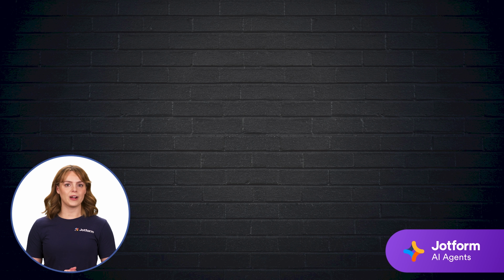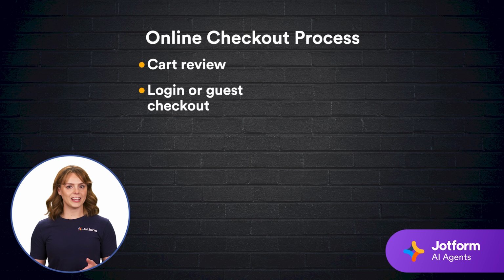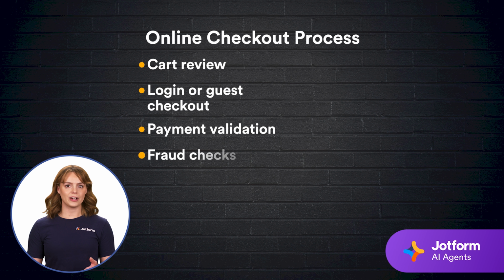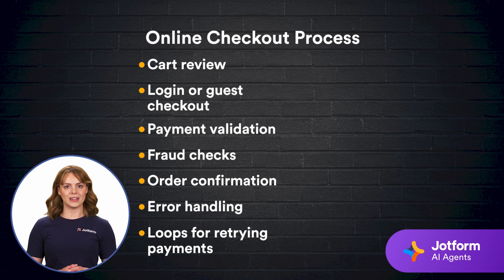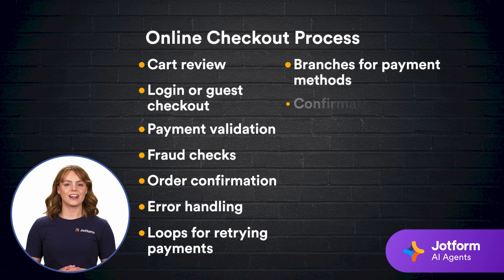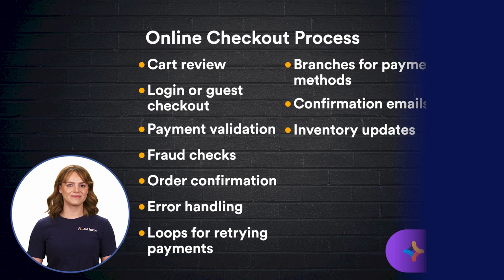Jotform was tested with a prompt for an online checkout process that included cart review, login or guest checkout, payment validation, fraud checks, and order confirmation. The requested chart also needed error handling for failed payments and out-of-stock items, loops for retrying payments, branches for payment methods, confirmation emails, and inventory updates. Jotform handled that logic well after the first prompt, creating a useful structure with strong organization. Only a few drag-and-drop adjustments were needed to make the chart feel ready for presentation.